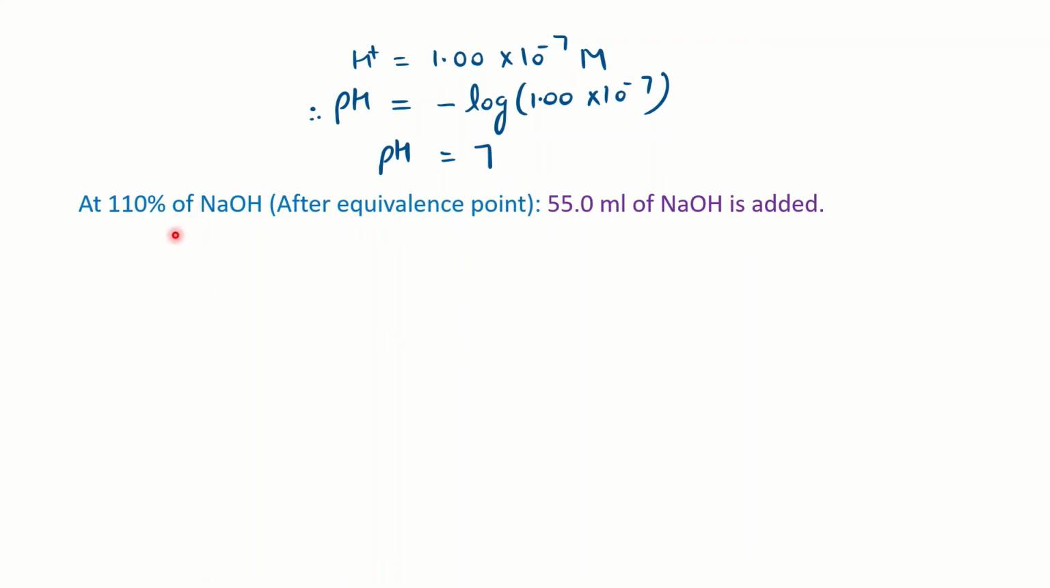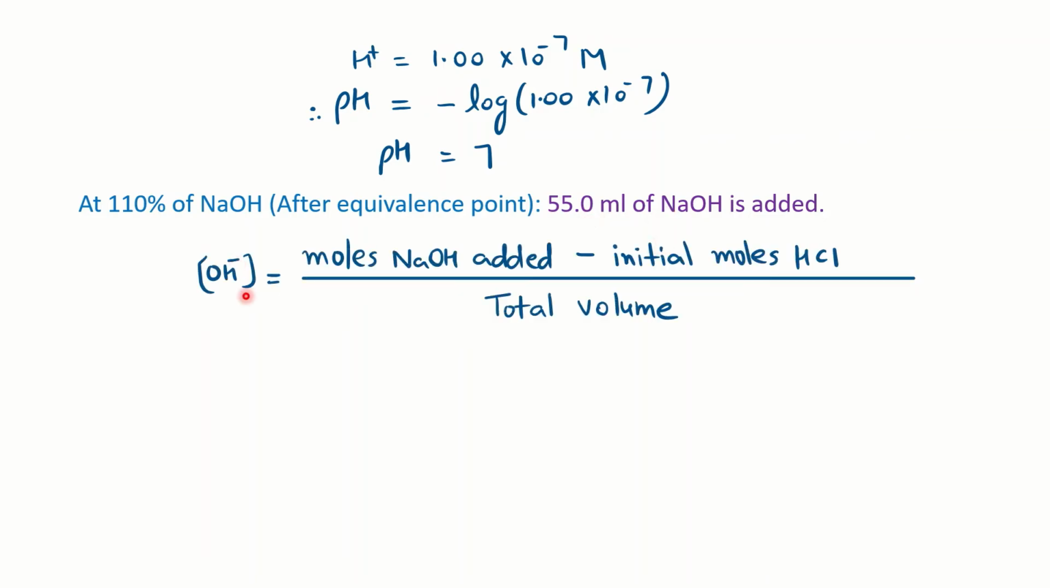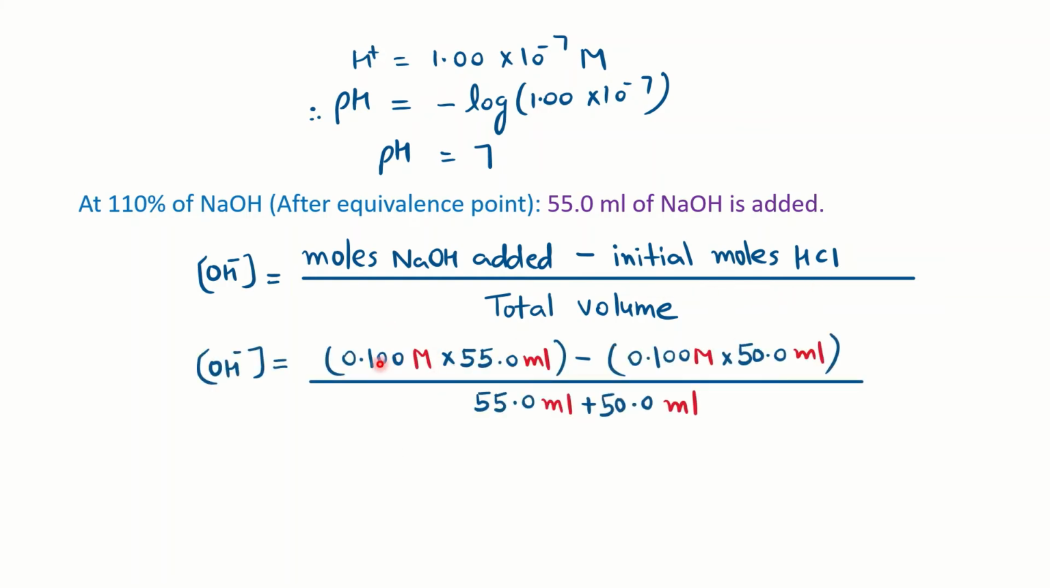Now 110% of NaOH means they are talking about after equivalence point, right? Now if you see, 110% of 50 ml is 55 ml of NaOH. And now the medium is basic, right? Acid is already consumed. So now, since the medium is basic, you have to write moles of NaOH added minus initial moles of HCl, divided by total volume. So you can write MBVB minus MAVA divided by VA plus VB.